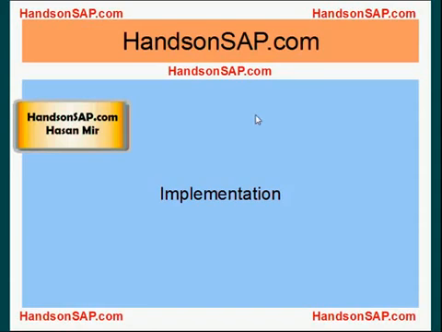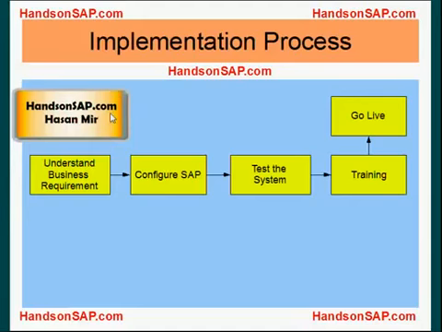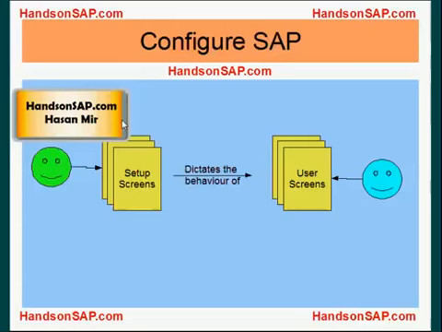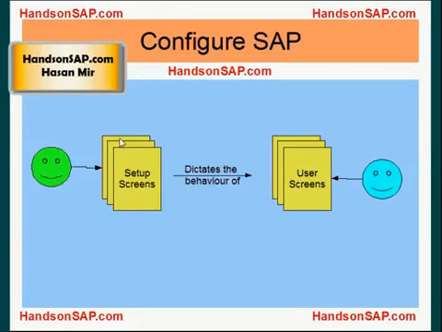In this tutorial, I'll try to explain the concept of implementation. So this is what an implementation process looks like. First, functional consultants try to find out the business requirements of the client. Once business requirements have been understood, the SAP system is configured accordingly. Then the system is tested. Then training is provided to the end users who will be using the system, and then you put the system in a production environment, and that part is called a go live. Okay, so let's try to understand the configuration part.